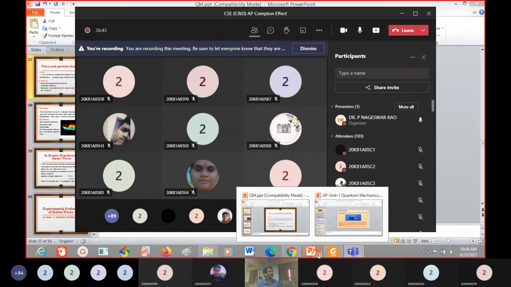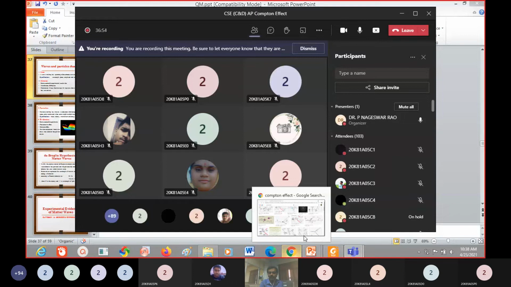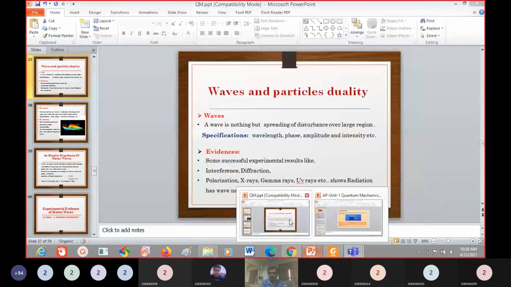Next, conservation of momentum. From the conservation of energy we will get one equation, and from the conservation of momentum we will get another equation. If you solve these two equations, we will get the Compton shift. So that is very easy.